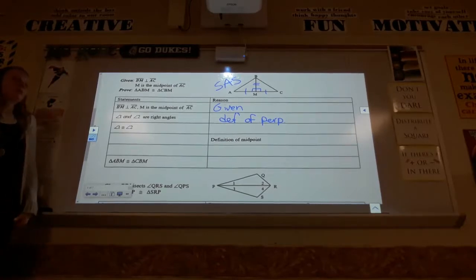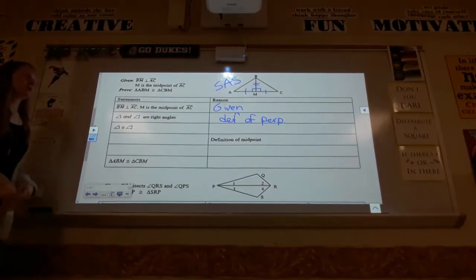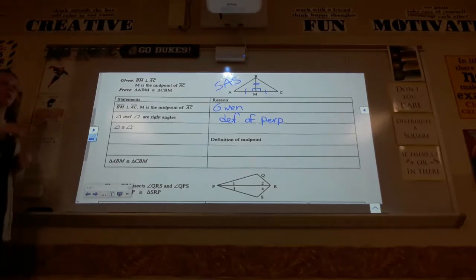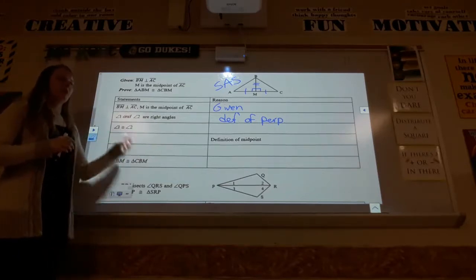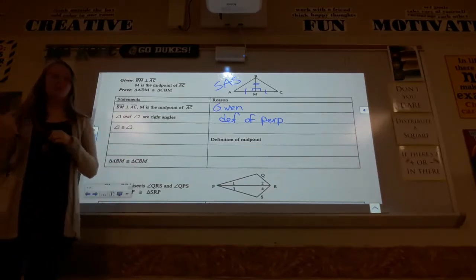Now when we've done this before with right angles and we're trying to say that they're congruent, we've done this whole process where we then say angle 1 and angle 2 are equal to 90, and then we set them equal to each other with substitution. You can still do that if you want to, but I actually found a shortcut that is relevant to this kind of proof, but you can technically still apply it to ones we've done before.